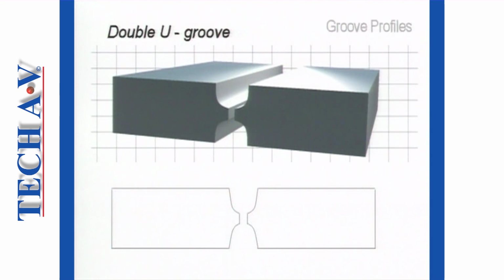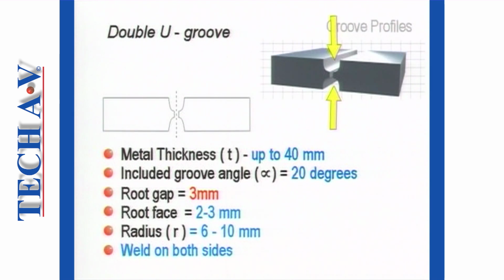When welding thicker material, then a double U-groove is prepared. The included groove angle is again 20 degrees. The root gap, 3 mm. The root faces should be between 2 and 3 mm, and the radius is between 6 and 10 mm. Welding is done from both sides.